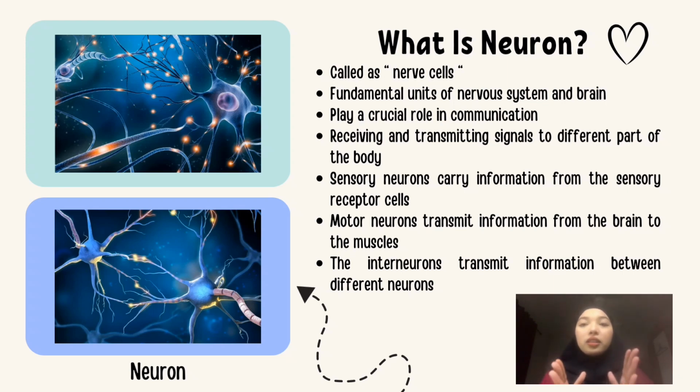There are several different types of neurons that facilitate the transmission of information. First, the sensory neurons. The sensory neurons carry information from the sensory receptor cells present throughout the body to the brain. Second, the motor neurons. The motor neurons transmit information from the brain to the muscles. Lastly, the interneurons transmit information between different neurons in the body.